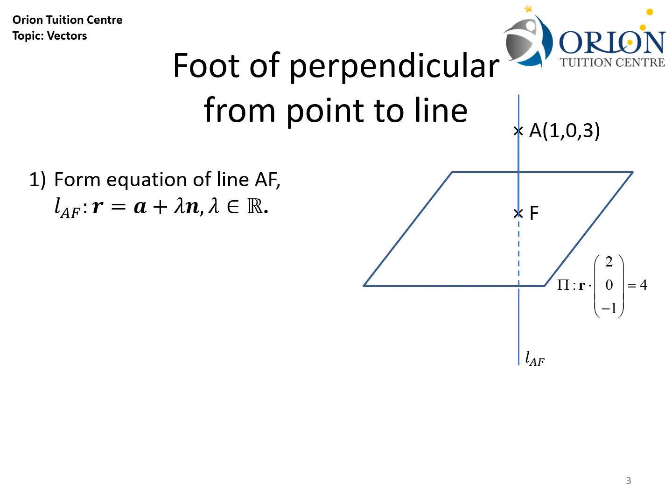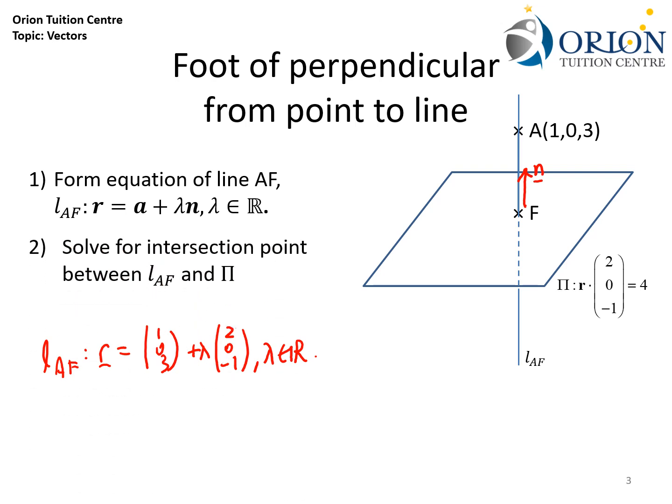So we have the line over here, which is parallel to the normal vector, and we can say that line AF has an equation of r equals (1, 0, 3) plus lambda (2, 0, -1), and lambda of course is a real number. Next, we notice that the foot of perpendicular is actually the intersection point of the line AF with the plane. Thus, we can solve for the intersection point, and this will give us the position vector of the foot of perpendicular.